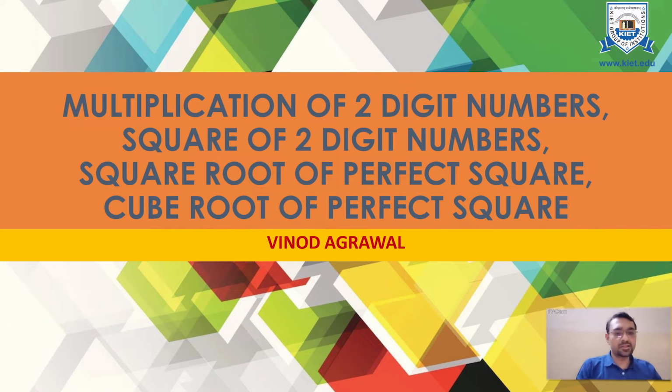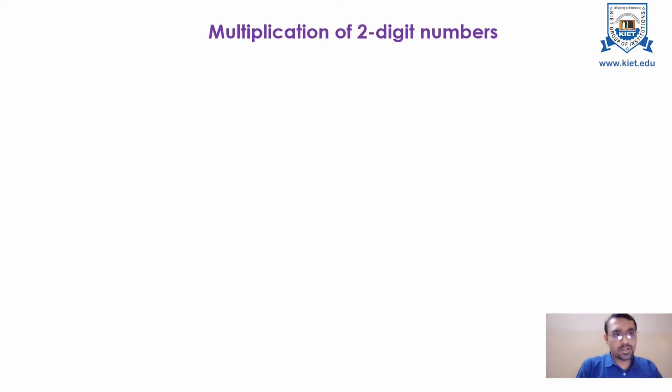In this session, I will discuss how you can multiply any two-digit number, how you can find the squares of any two-digit number, how you can find the square roots of the perfect squares, and how you can find the cube roots of the perfect cubes just in 2 to 3 seconds, even without using pen and paper. Okay, so start with the multiplication of two-digit numbers.